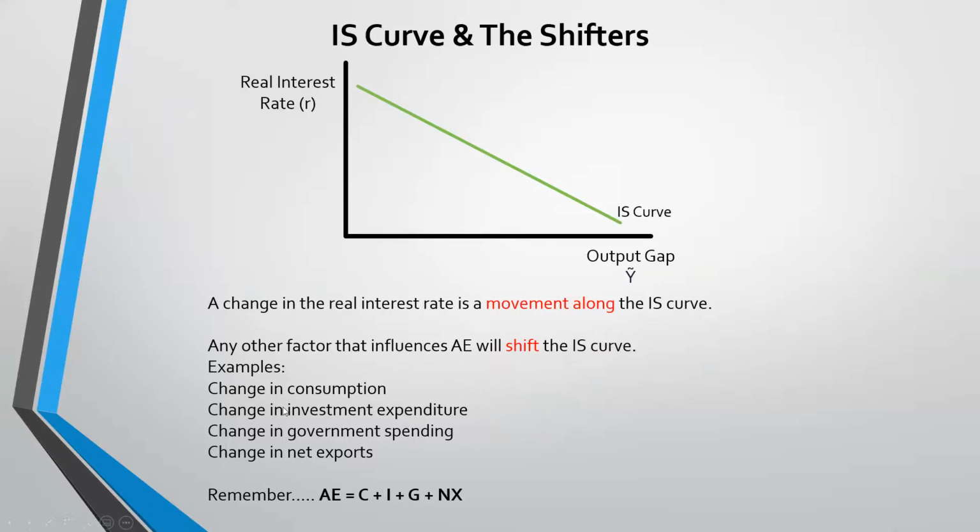And so some of the main ones are going to be down here as listed. So a change in consumption, a change in investment expenditure, government spending, net exports, etc. These are the main factors that are going to shift the IS curve, and you can see that right in the aggregate expenditure formula. So as consumption, investment, government expenditure, net exports change, so will aggregate expenditure, and so will the IS curve.